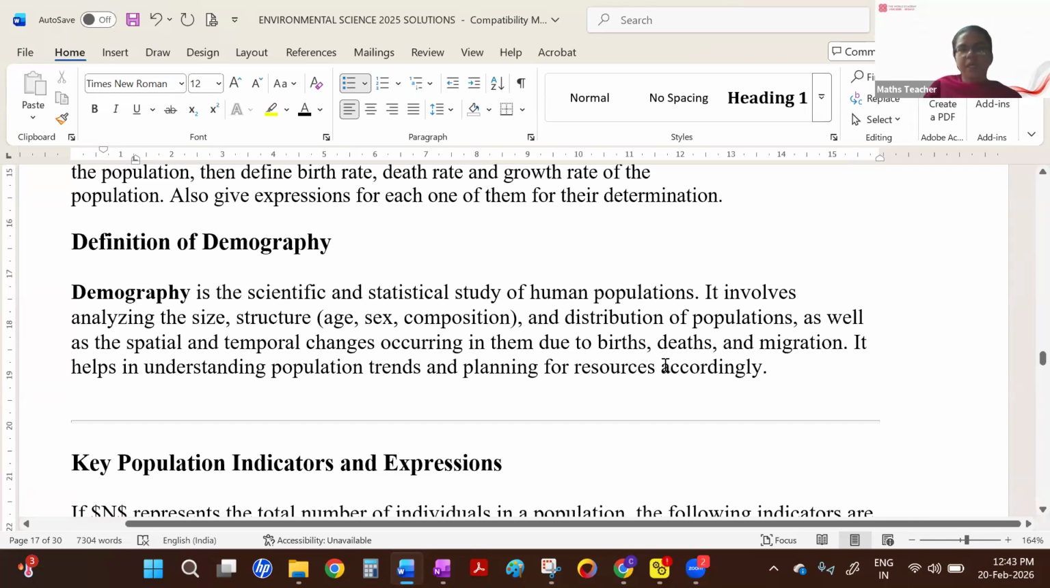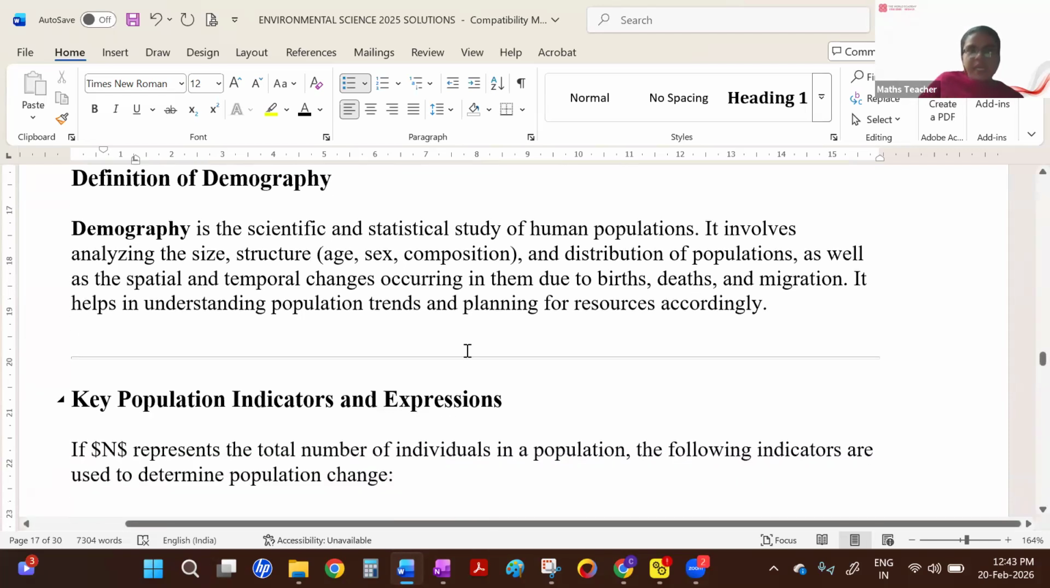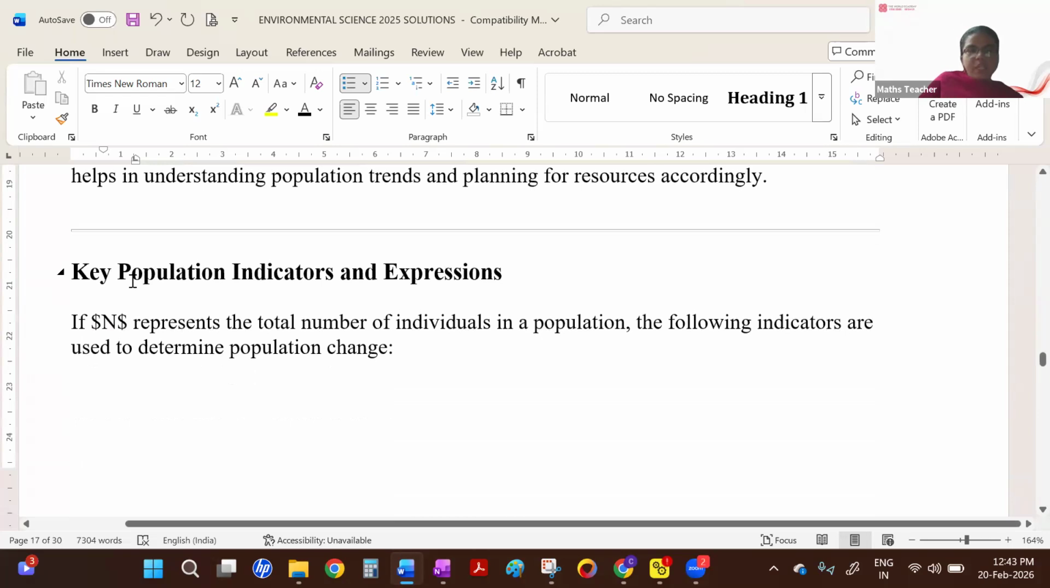So why do we have to do a study of this demography? So that we are able to understand the trends in population and also the planning. So how do we plan for providing for all of these people? To get an idea, they do this demography study. Then what are the key population indicators and expressions?